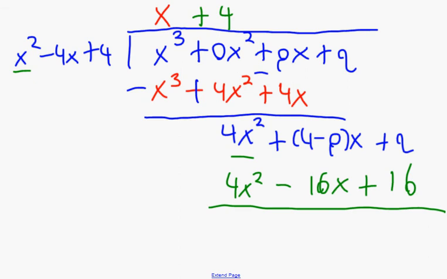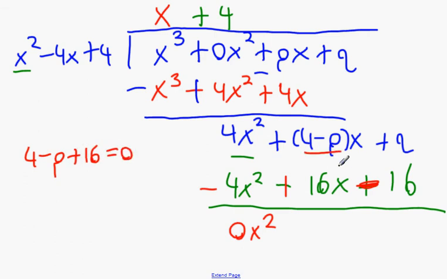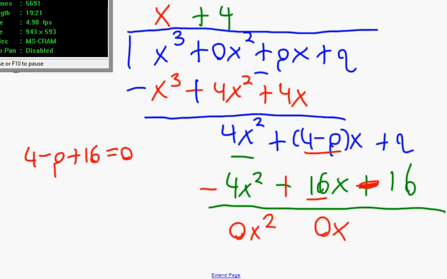Close it all up. I need to change the signs again. That's going to be a minus, a plus, and a minus. We have two formulas: 0x squared, 4x squared minus 4x squared, 0x squared. Nothing to be learnt there. The next one is 4 minus p plus 16 has to equal 0. The numbers that come in front of the x, when they're added together, must produce 0x.